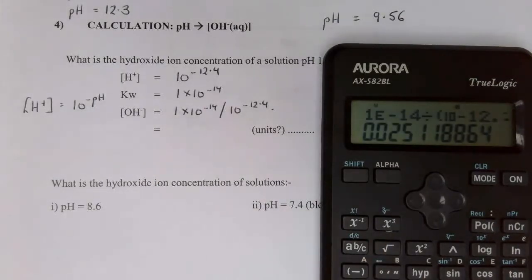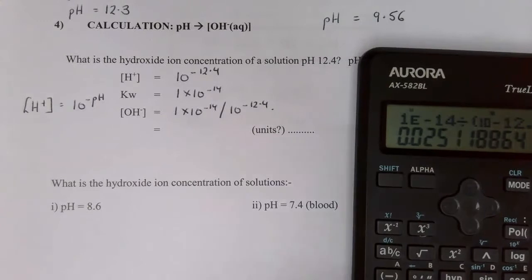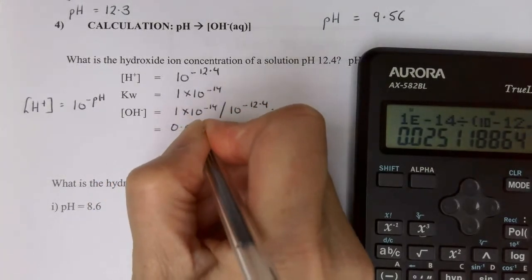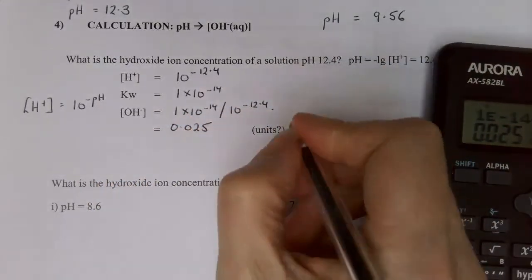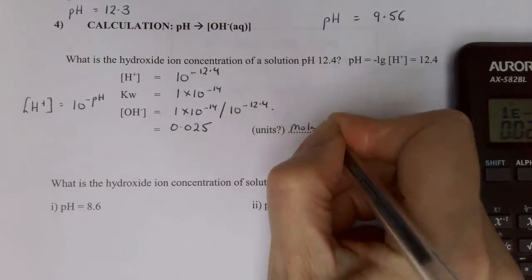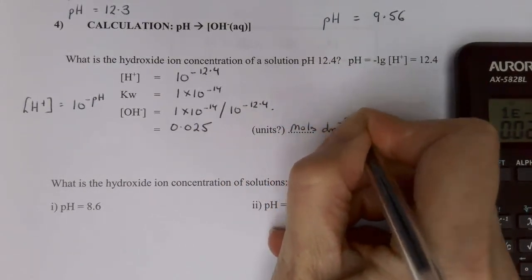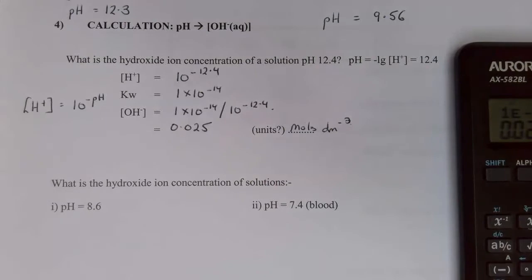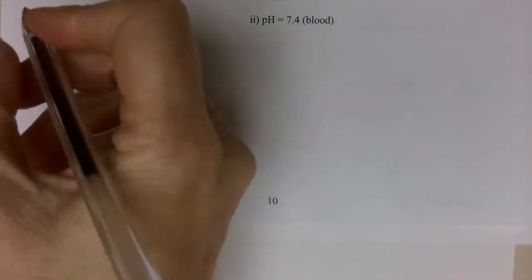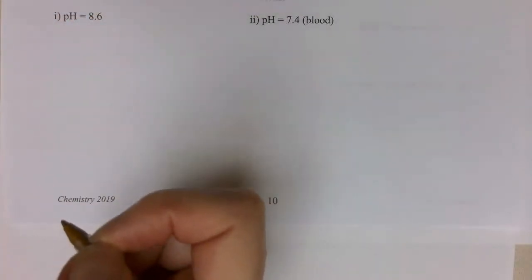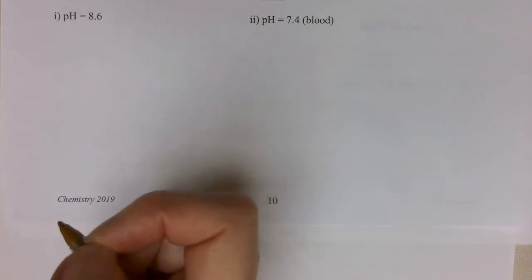And we get our answer as 0.025, and that's moles per decimeter cubed as its concentration term. So the last two examples on this page, we want to work out the hydroxide ion concentration of these solutions.